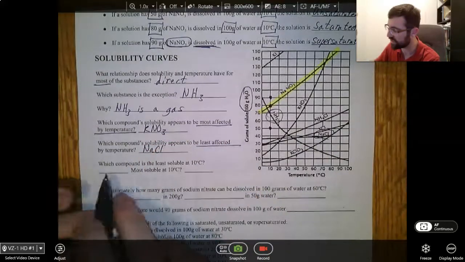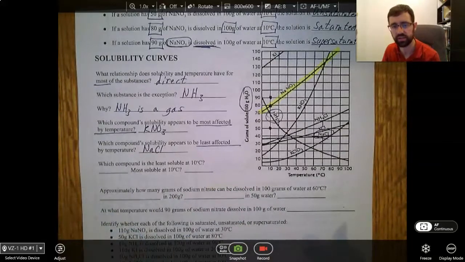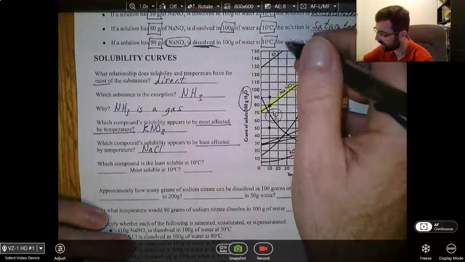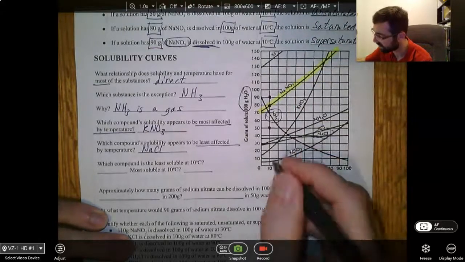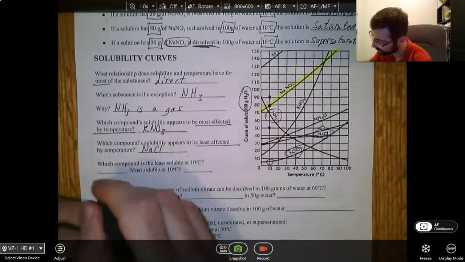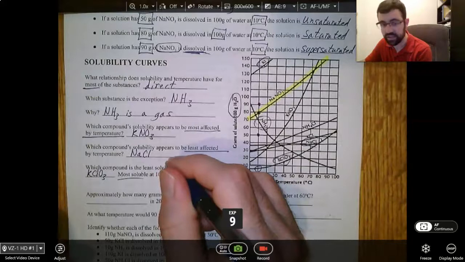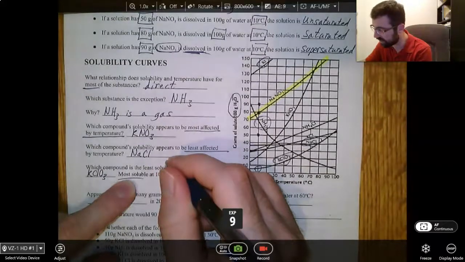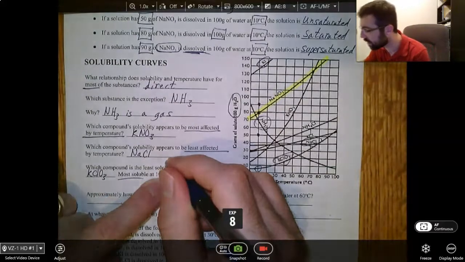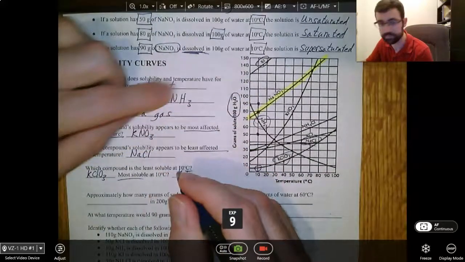And which compound is the least soluble at 10 degrees Celsius? That means less will dissolve at 10 degrees Celsius than other compounds. Well, look for the line that's the lowest at 10 degrees Celsius. It's this spot right here, which is KClO3. Okay, then it asks us which is the most soluble at 10 degrees Celsius. The most soluble is going to be way up here. That's going to be KI, potassium iodide.